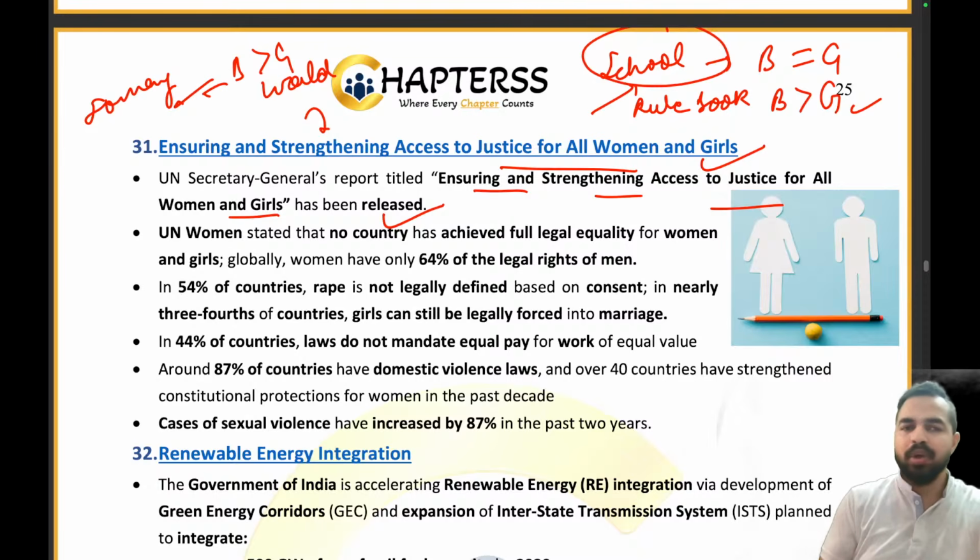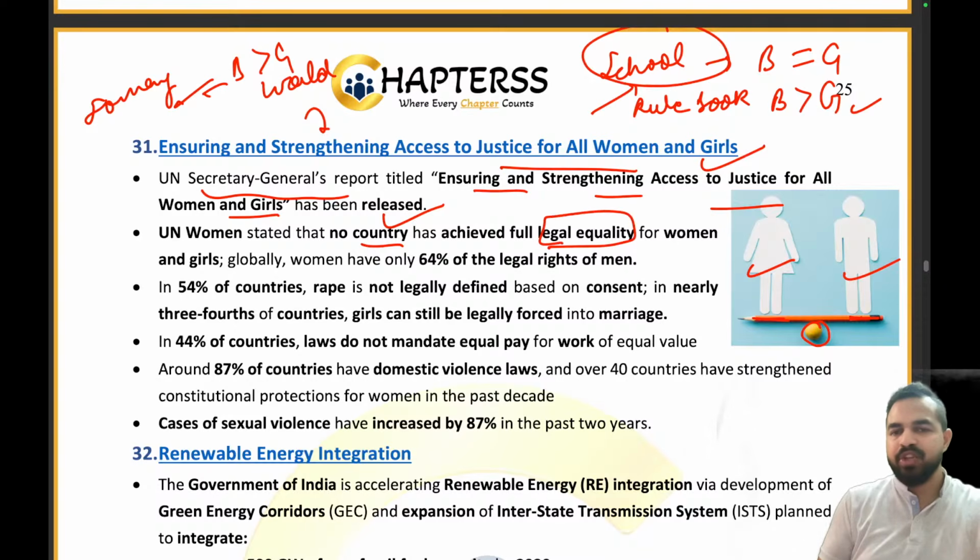So who has released this report? United Nations Secretary General. You can see here on this balance, right? Everybody has equal rights, both the women and the men, right? So UN Women stated that no country has achieved full legal equality for women. Still guys, we are in the 21st century and there is no legal equality for women and girls. There is not a single country which has this kind of equality. Women only have 64% of the legal rights of men. If men are enjoying 100% rights, women have only 64% of the legal rights.